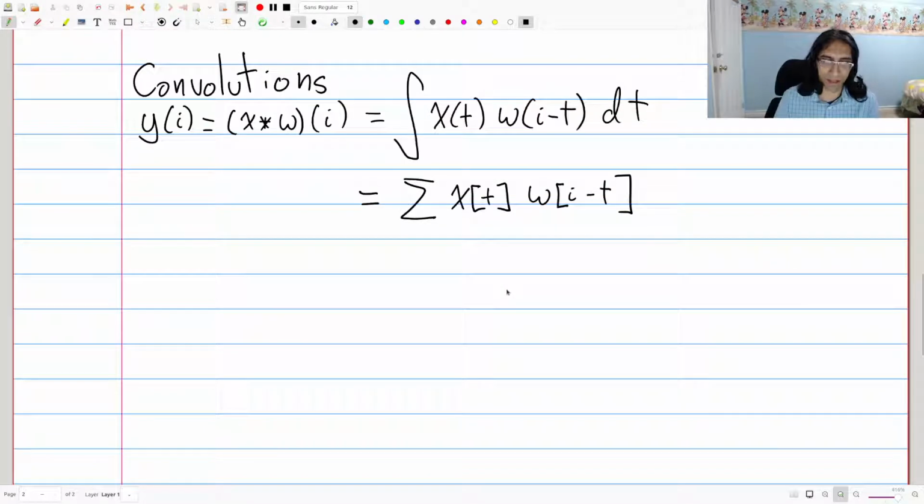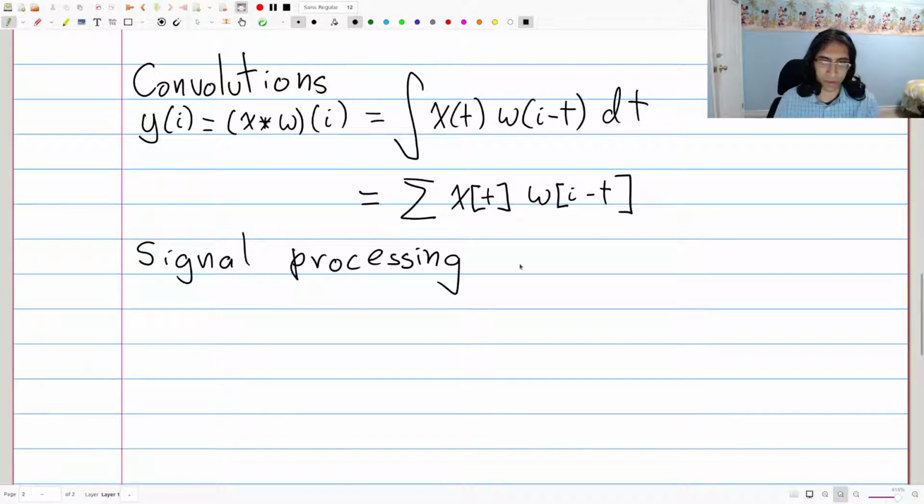This is classic in signal processing. But if you're not familiar with it, don't worry about it too much. I'm basically just introducing this to tell you that we don't exactly use convolutions. We use something instead called the cross correlation operator, if you want to be fancy.